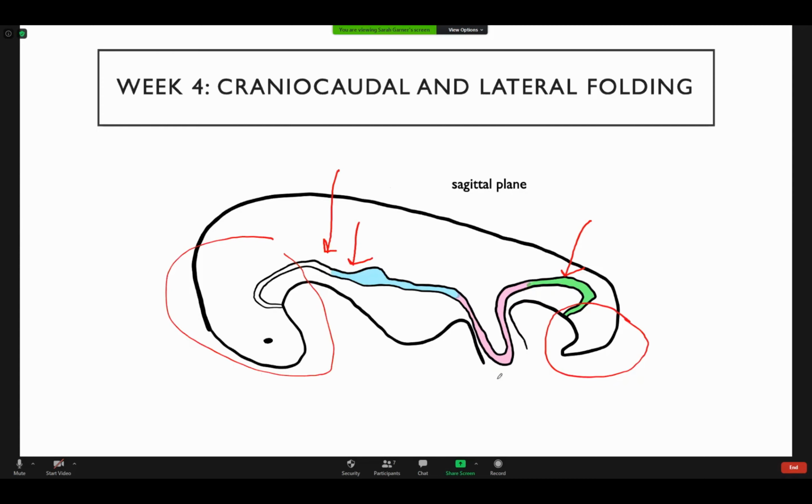But now remember I said that the midgut is going to be opened up to the yolk sac, so that's going to be in the middle there. This would be looking at it from the sagittal view. So this is a sagittal plane, and we're looking at it from the side essentially, and this would be that craniocaudal folding. But what we're really concerned with right now is the lateral folding.